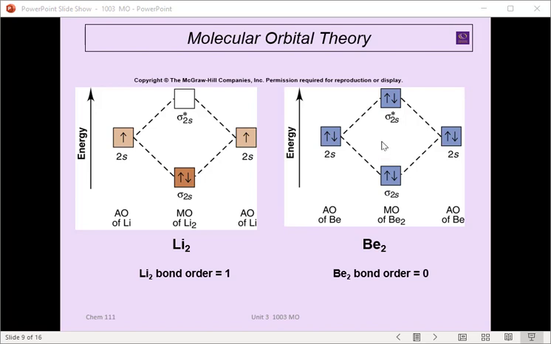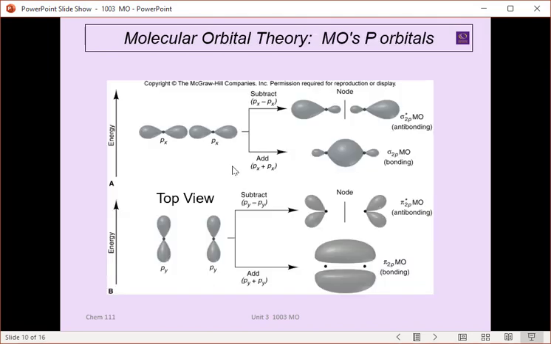It ends up being 0 bond order, which means there is no such thing as a diatomic beryllium molecule, but there is such a thing as a diatomic lithium molecule. So it explains some of the metallic bonding of lithium. Diatomic beryllium doesn't exist.